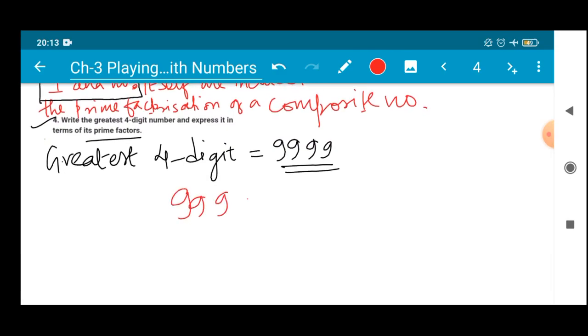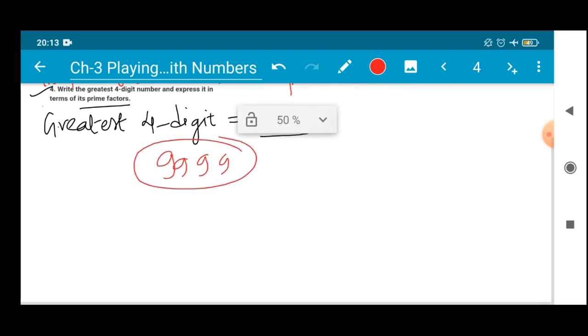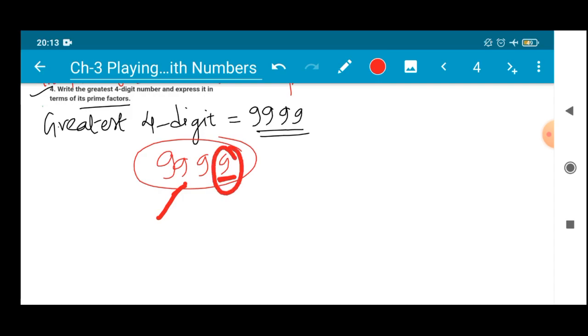So for 9999, I'll be using the factor tree. You people will like this. Prime factors means you use the smallest prime number and try to divide. Is 9999 divisible by 2? No, because the unit digit is odd, so it is not divisible by 2. The next prime number is 3, so 3 will be dividing. Whenever you do this, use the smallest prime number possible, as they have asked us to find the prime factors.